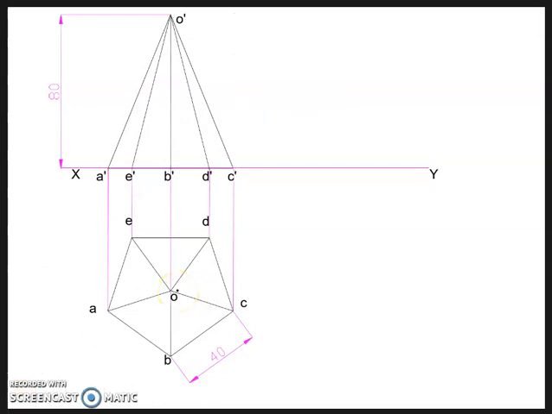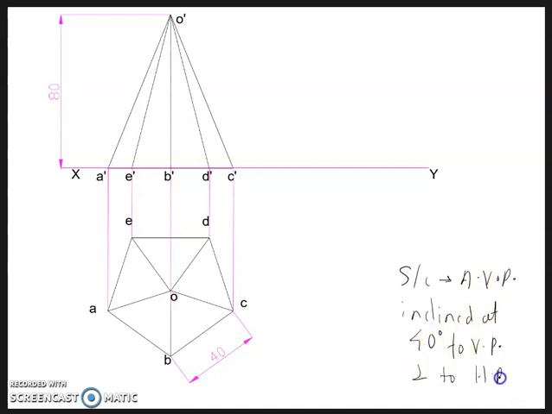Now the data that is given is that the solid is cut by an auxiliary vertical plane inclined at 40 degrees to VP. Okay. So the section plane is an auxiliary vertical plane inclined at 40 degrees to VP. Since it is an auxiliary vertical plane, obviously it is going to be inclined at 40 degrees to VP and perpendicular to HP. That is the definition of an auxiliary vertical plane.